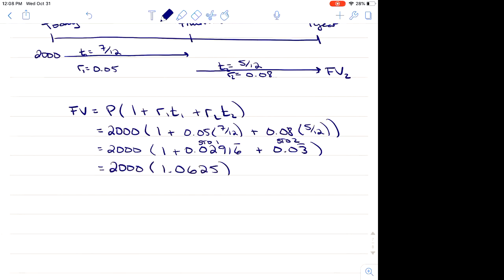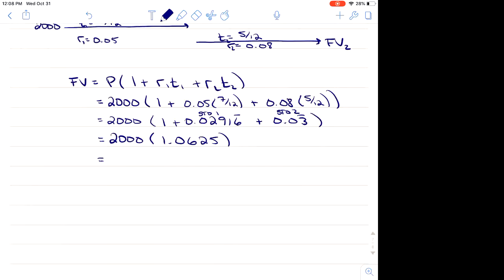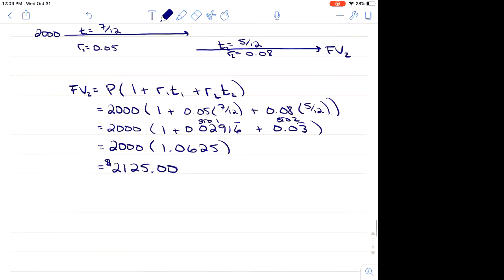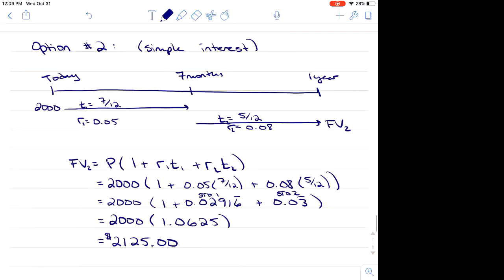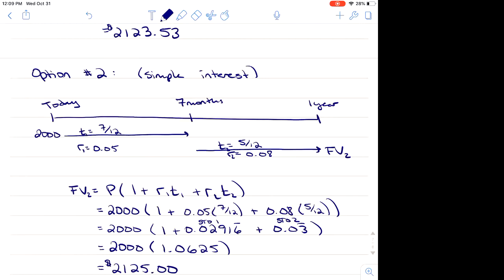It's almost as if it was planned. So now times 2,000, I get a future value of 2,125 even buckaroos. So comparing these, I guess this is future value 2. Comparing these, right? Trying to squeeze them on the same page here. Option 2 is ever so slightly a little bit better.